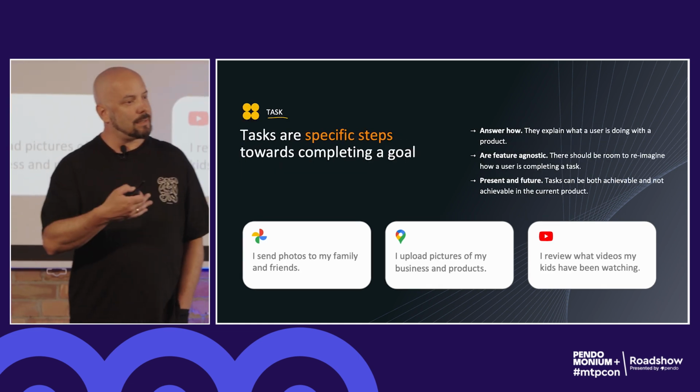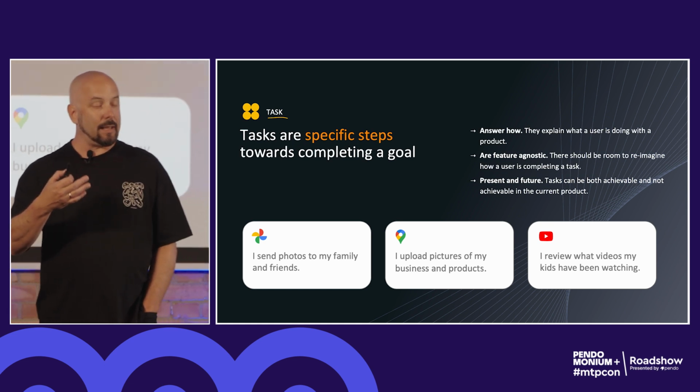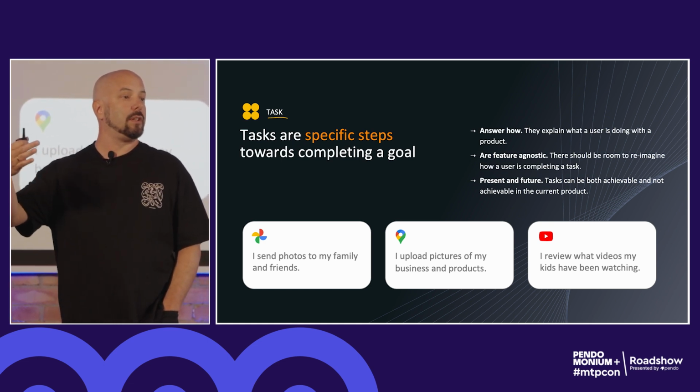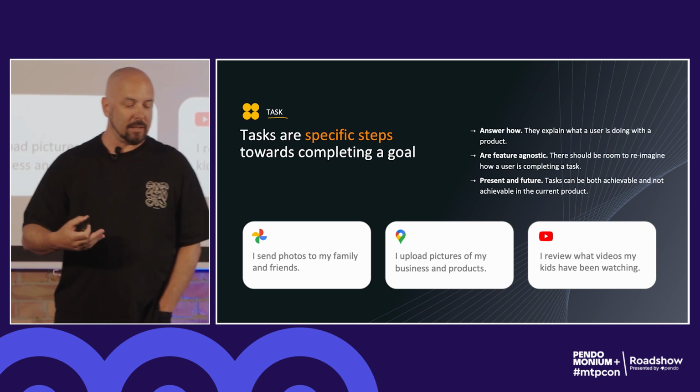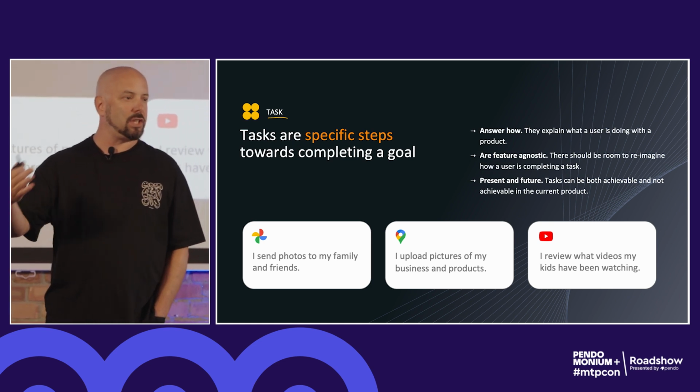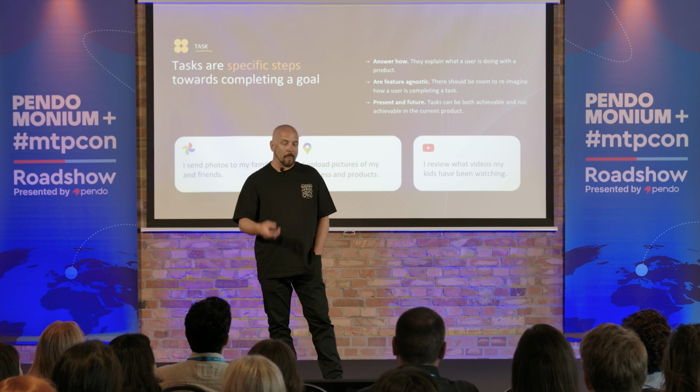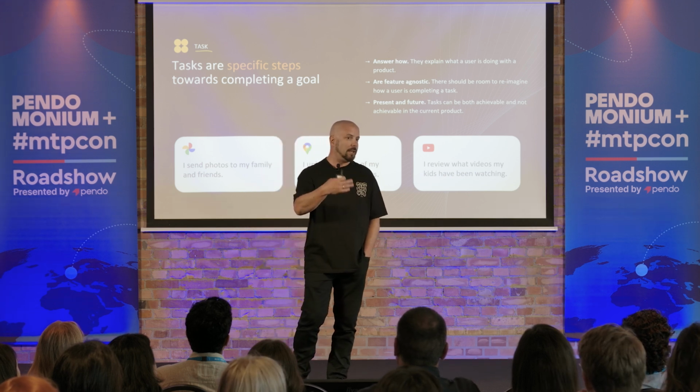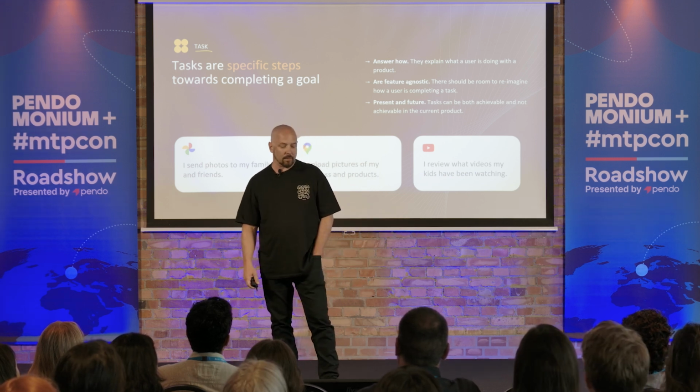Now we move to tasks. Tasks are basically the how. How do I achieve this goal? Okay? There are specific steps that I need to take to achieve that goal. They're still feature agnostic as good as possible. It's not always completely possible, but as much as possible, keep it feature agnostic, because if you've already designed the feature into your tasks, then it's harder to move away from that and rethink how you solve things. So it should be the present, but also the future. Leave room open to ideate new things.